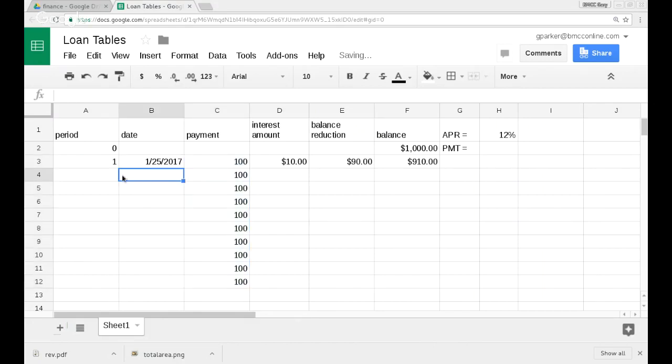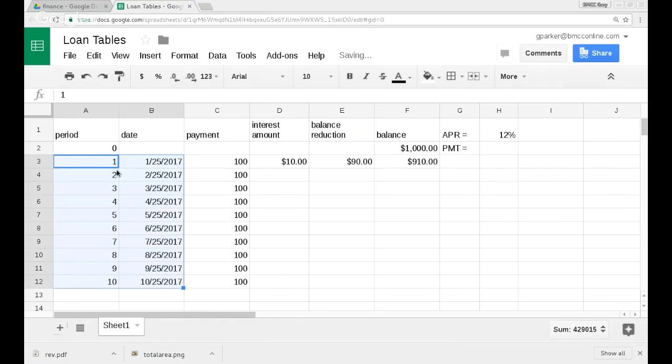The date needs a sample to go with. So let's see, second period is going to be 2/25/2017. And so I can fill multiple things at once as long as I have a suitable pattern the computer will recognize.